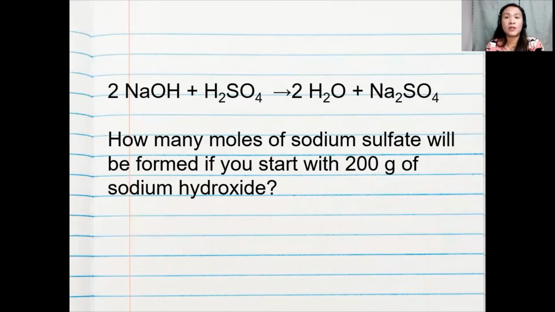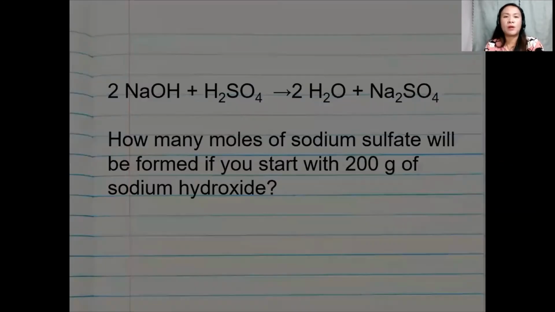So for this problem, if you notice, it's actually a little bit different from the first two problems that we solved, because you are given now the mass, but you need to get the moles. So it's the other way around. A while ago, we solved for the grams given the moles. Now it's the other way around. You're given the grams, and you need to find the moles. So how do we solve this problem?